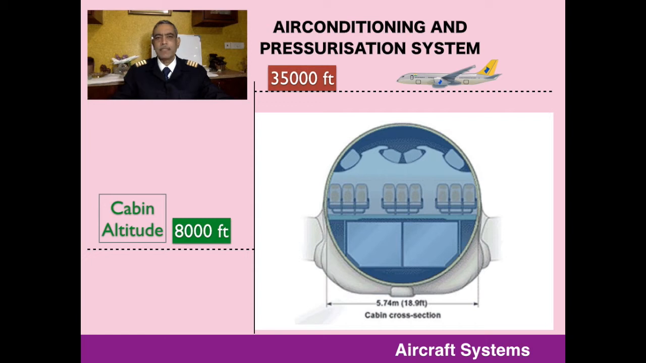Okay, next is the pressurization system. In fact, the air conditioning and pressurization systems almost go together, which is why they have been clubbed. The same compressed air, which has been routed after cooling and mixing, is routed to the cabin. Now there are pressure regulators to control its leak outside this enclosed cabin.